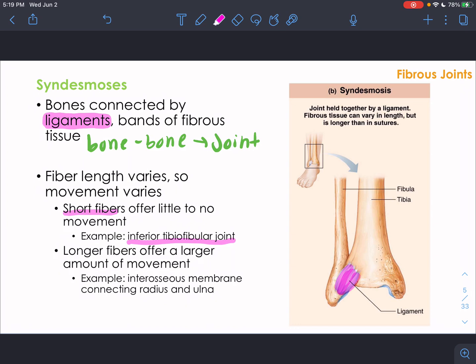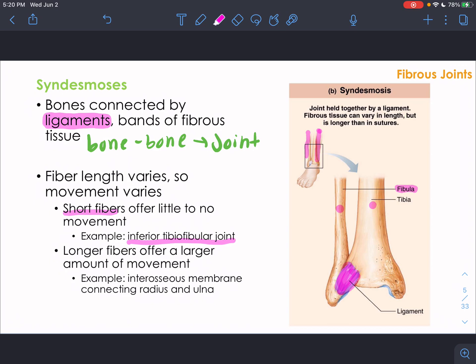Okay, so if we have our tibia and our fibula, remember the fibula is the little lateral bone, so the bone on the outside of our leg. The tibia is the wider one that's more medial. At the very bottom of it, you're going to have a ligament that holds them together. So that is going to be very short fibers that offer no movement.